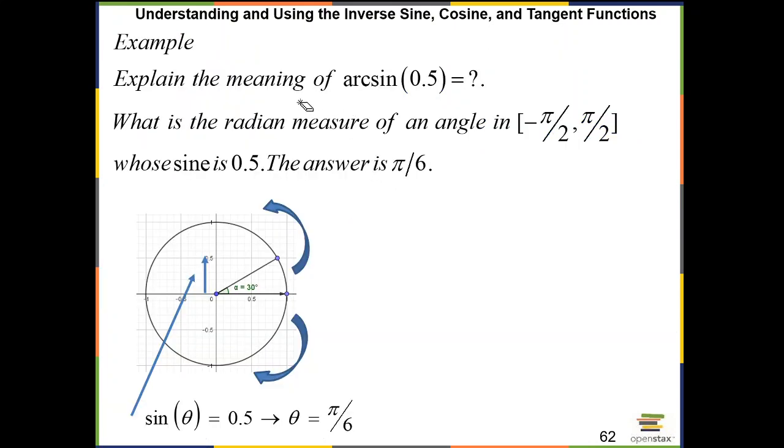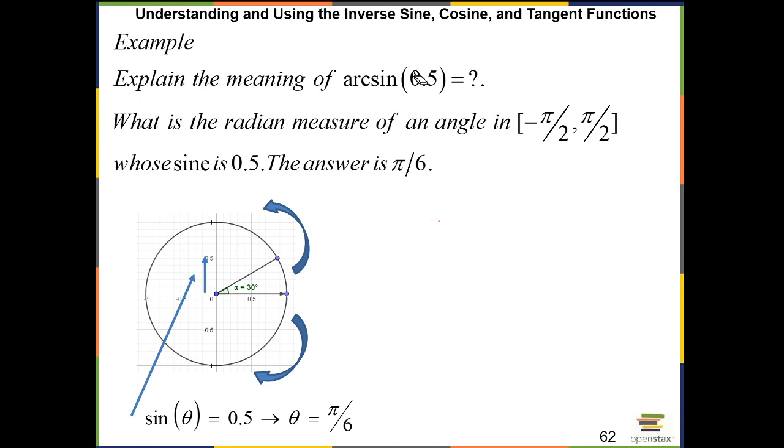So explain the meaning of arc sine 0.5. Now, arc sine is even better notation for sine inverse. So basically, arc tells you we have an angle, right? The arc is the same as the angle. So basically, arc sine of 0.5 means what is the arc? What is the angle whose sine is 0.5? So it's a better notation. You don't confuse it with 1 over sine, right? So we're going to leave it like that.